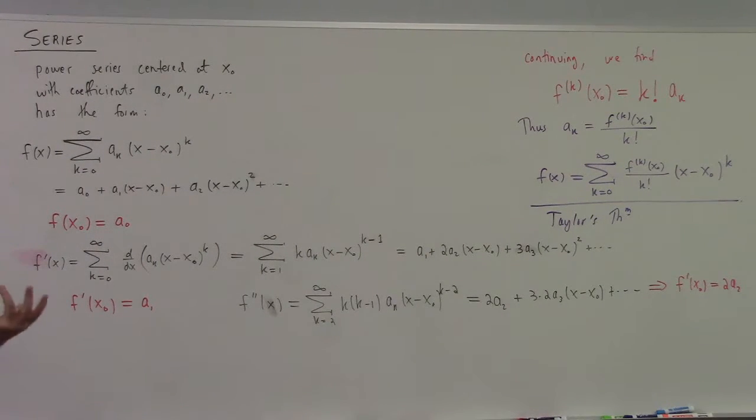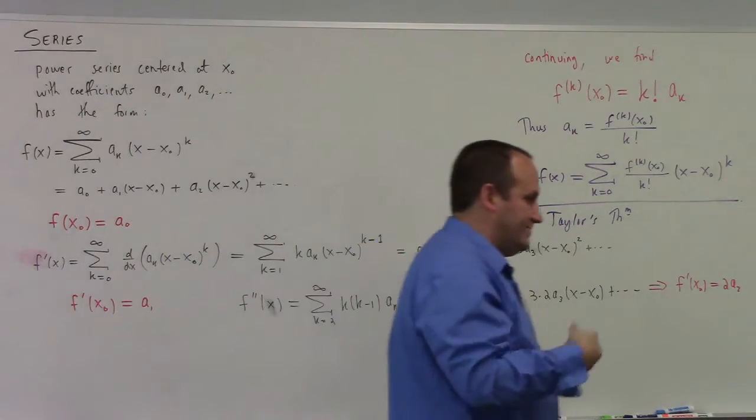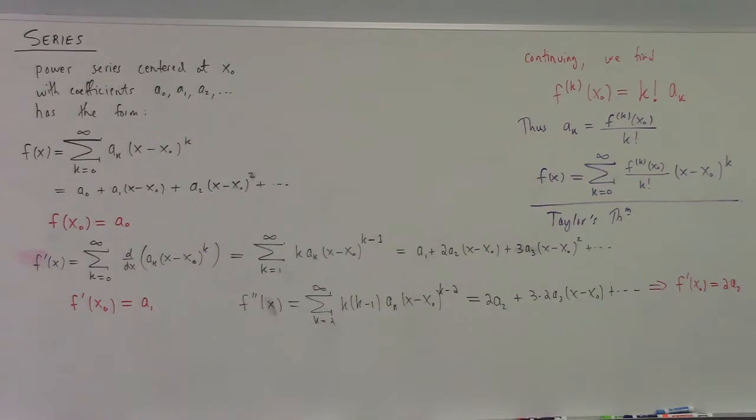It says you can take a function, which isn't necessarily represented as a power series, and you can represent it as a power series, provided certain conditions are met. All right? And those conditions are so benign that they're pretty easy to meet.